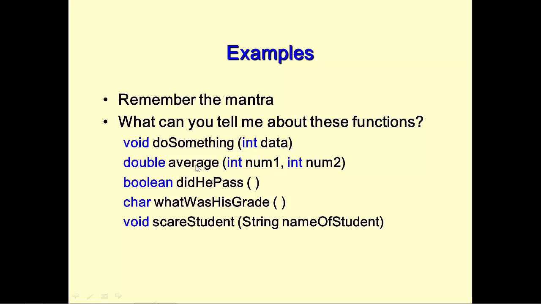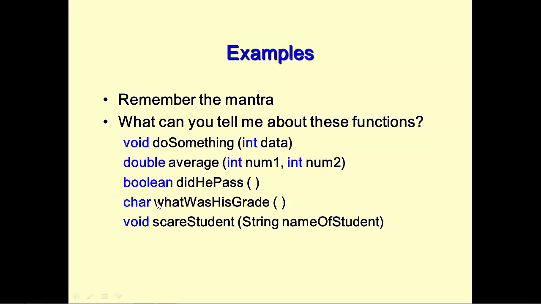Another example would be average. Notice that I'm passing it two numbers that are integers, num1 and num2, and it's going to return me back a double. So I better be prepared to do something with the information that it is returning me. Did he pass is another function here. It's going to return me a boolean, and I don't have to pass it anything.